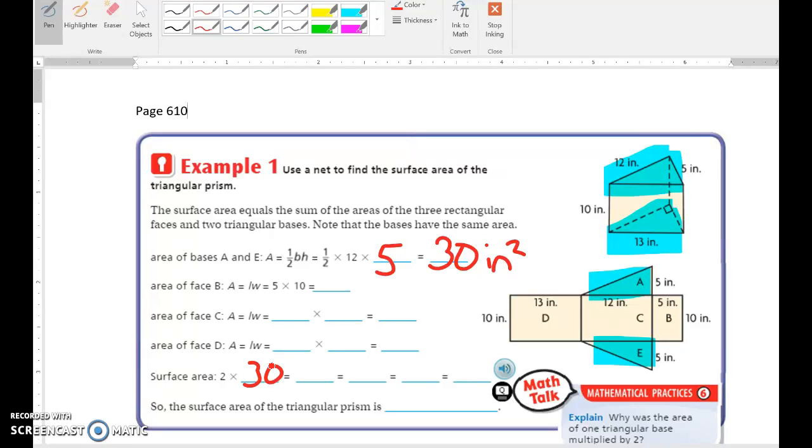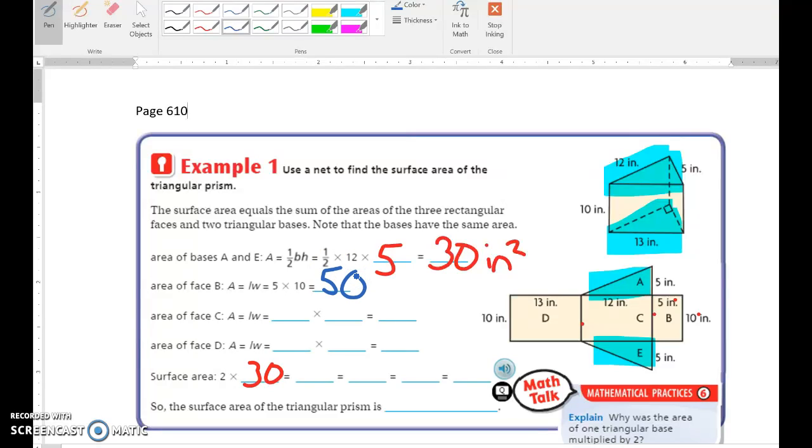Okay, so let's take a quick look at face B. Face B is 10 inches times 5 inches. And this is going to consistently be true. These all have one dimension that's the same: 10 by 5, 10 by 12, 10 by 13. That's slightly different than the other problem we might have seen with the rectangular prisms, because those all had different measures sometimes. But here we're always going to have one measurement the same, because that would be the height of the figure, the height of the prism. So 5 times 10 is going to be 50.